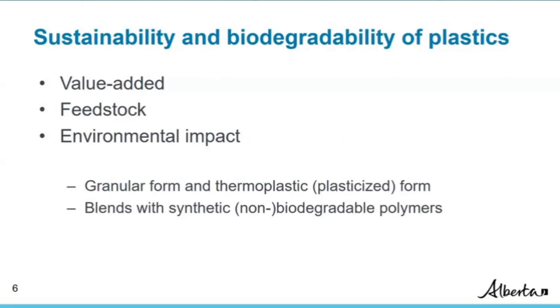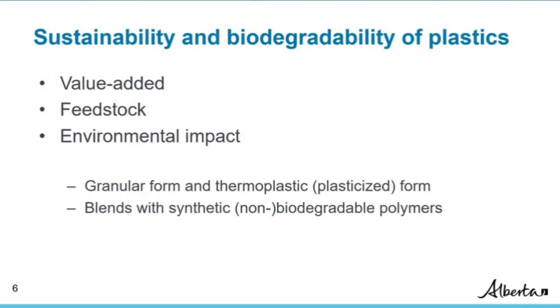On the other hand, we can see starch is relatively inexpensive. Also, it's renewable. It's from an annual crop, so we see it as a sustainable feedstock. At the end of the life of the plastic or its application, if it's biodegradable, it will have quite a lot less impact on the environment.